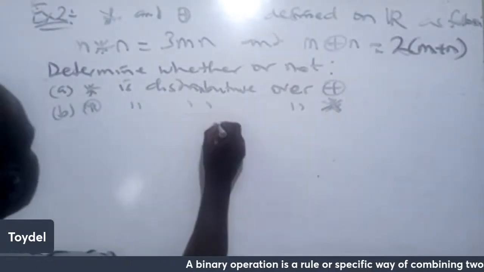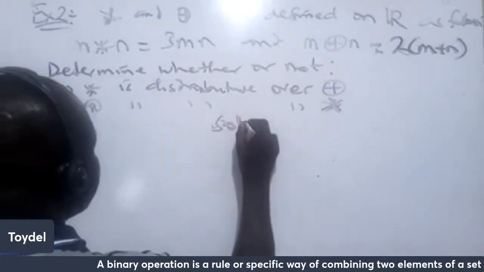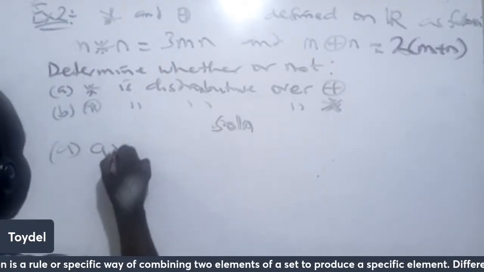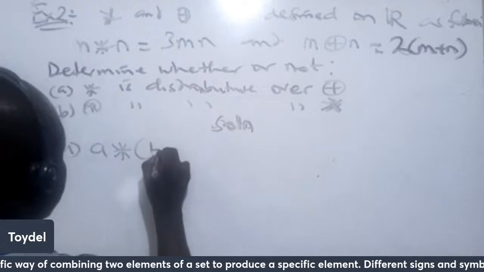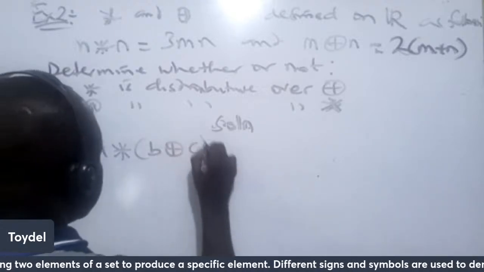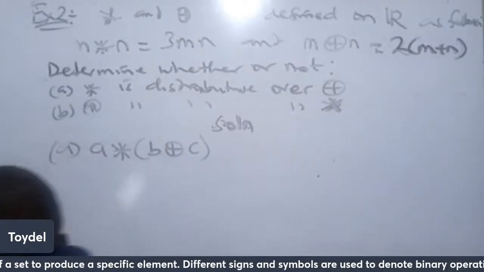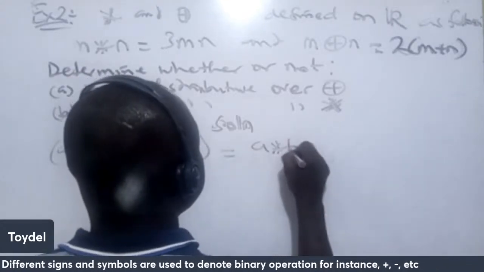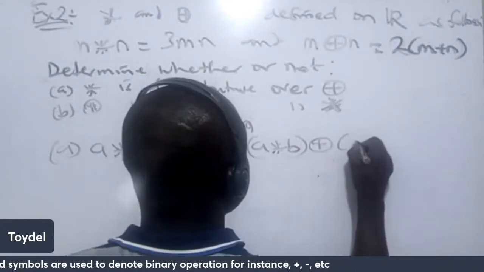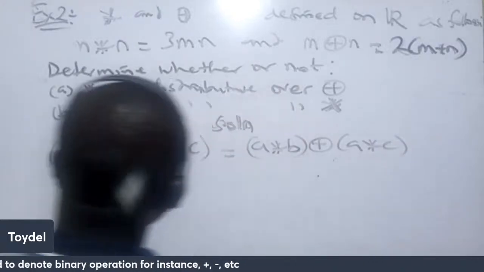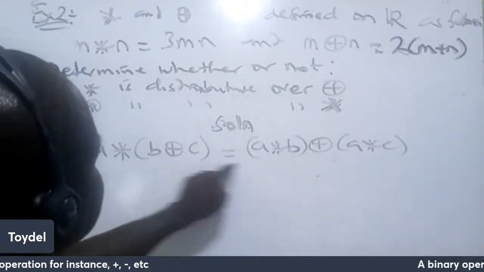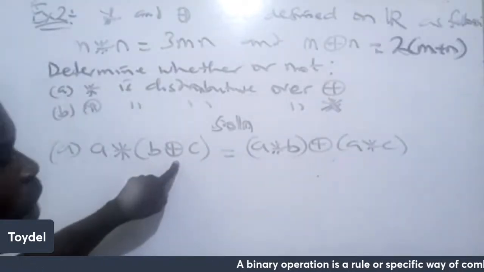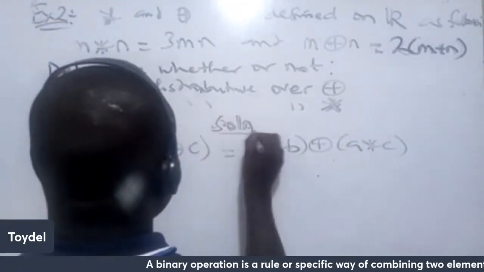The first one, solution. The first one that we want to do is that we want to show, let's say, A asterisk is distributive over addition. This is what we want to show. So how do we show this? If this holds, then we are going to have A * B plus A * C. So if we are able to show that this left hand side is equal to this right hand side, it simply means that asterisk distributes over addition. So let's show that.